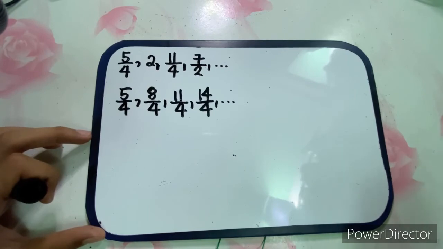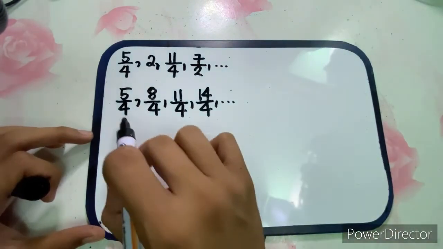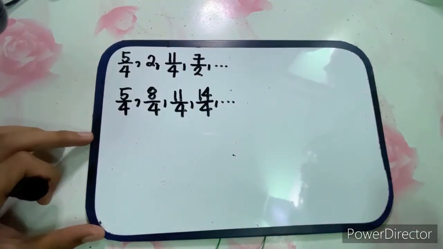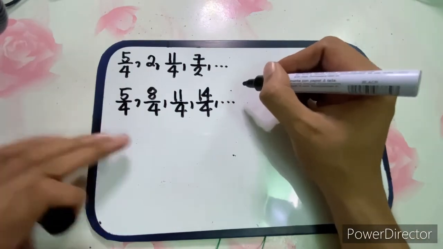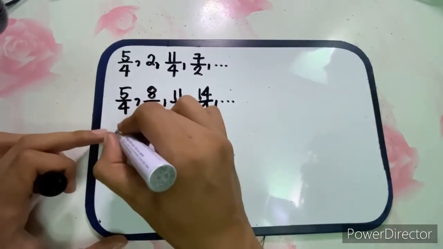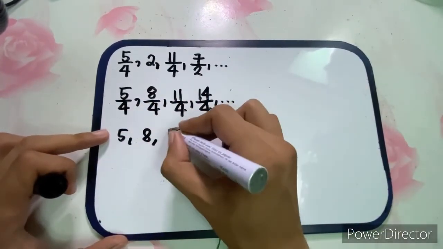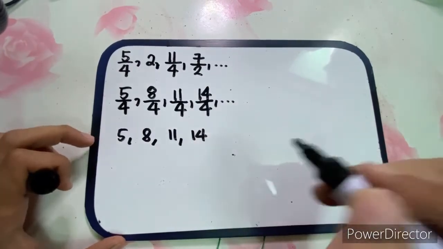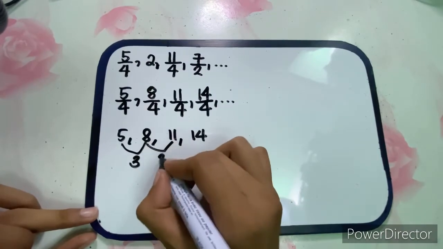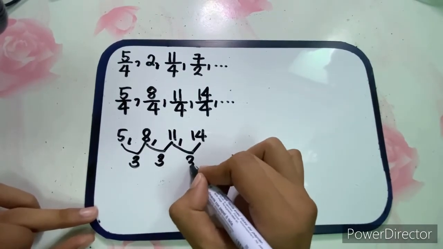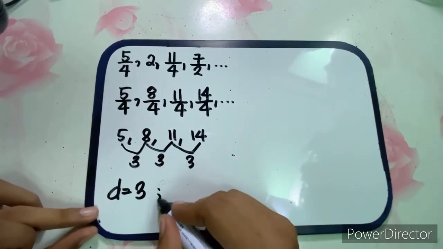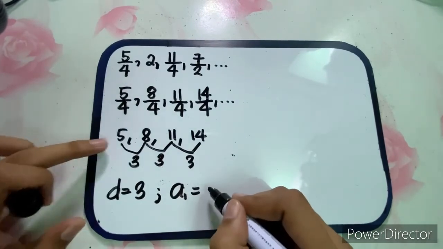First thing to do is we need to get the common difference. How to get the common difference? Just subtract the numerators, okay? We will have to set aside the denominator. So we have 5, 8, 11, and 14. So 8 minus 5, 3. 11 minus 8, 3. 14 minus 11, 3. So our common difference is 3, and our a sub 1 is 5.